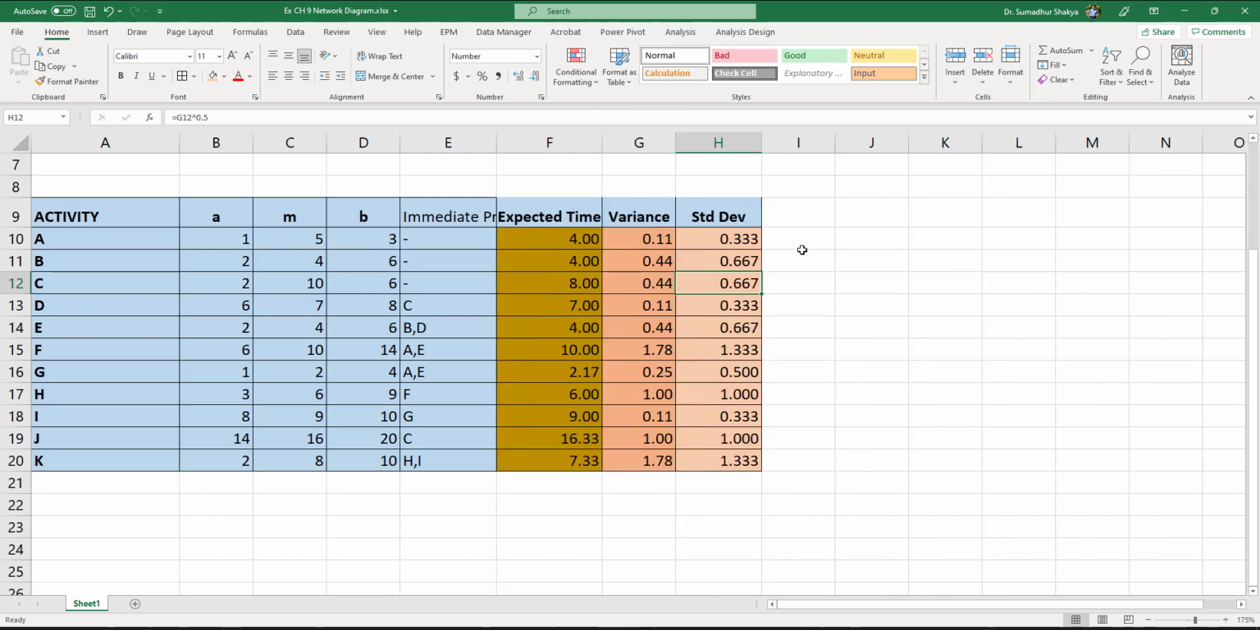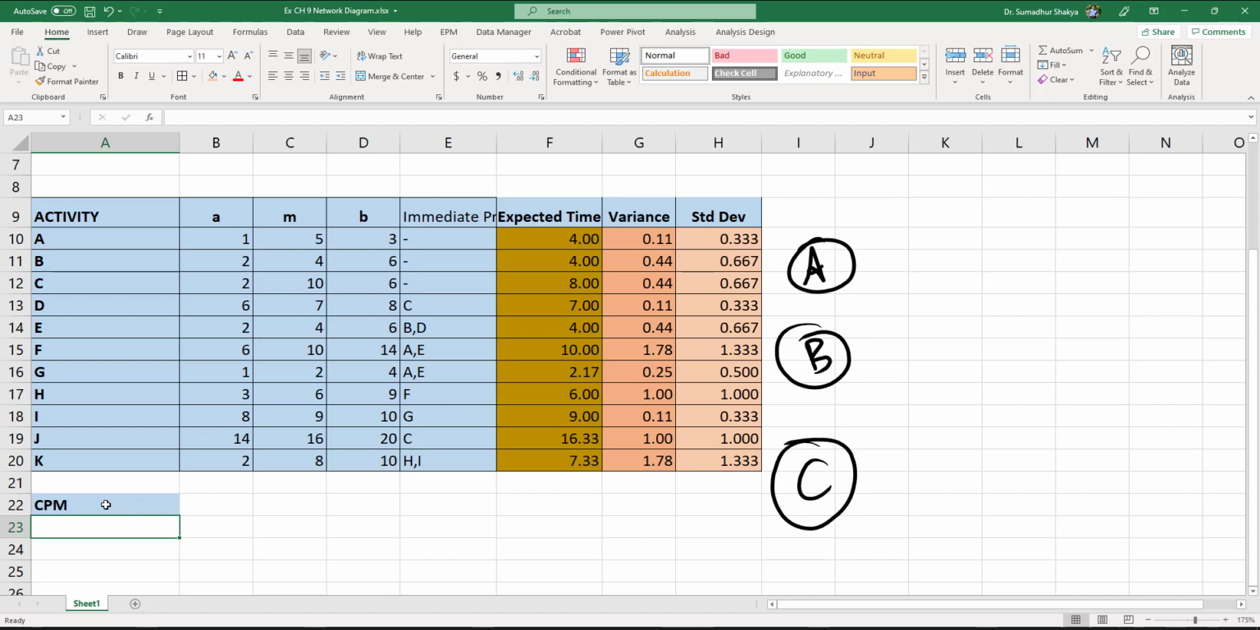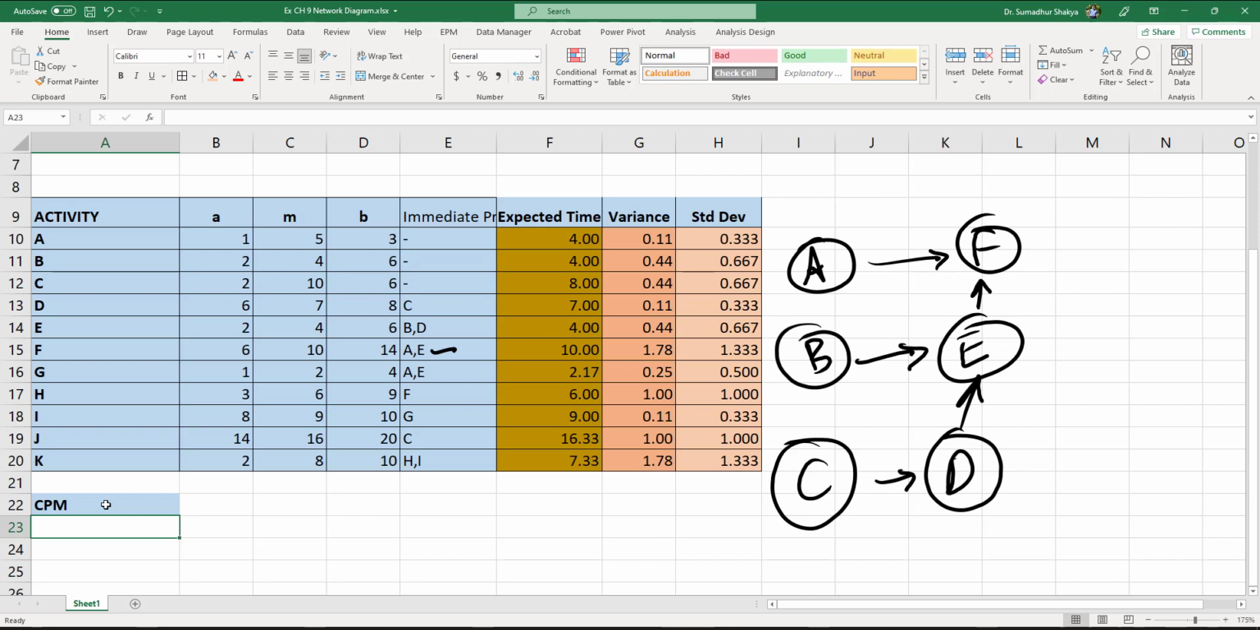So I'm going to go ahead and make a rough diagram by hand first, before we start calculating all the possible combination using critical path method, the CPM method. Okay, so the first thing I'm going to do is make A, B, C. Now, given the immediate predecessor information, D comes after C, and E has a predecessor of B and D. Now F comes after A and E. G comes after A and E.